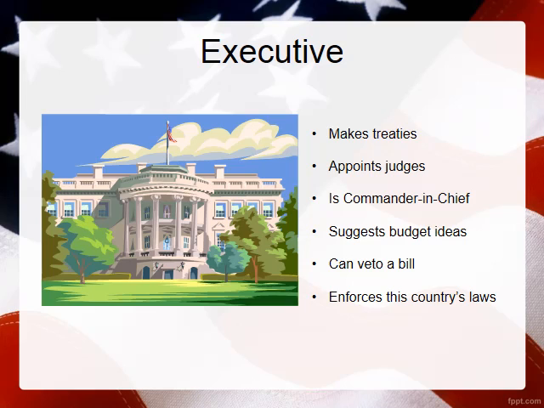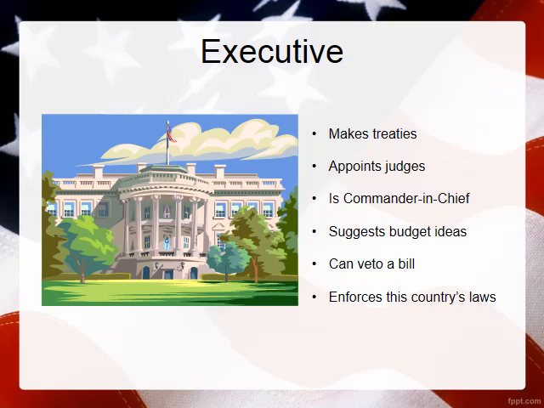Suggest budget ideas, suggest because they have to be voted on by Congress, again a check and balance, can veto bills by Congress, and enforces this country's laws. A big thing as well is, they can do executive orders sometimes that override things in Congress. So when the president really wants something done and doesn't feel like dealing with Congress, especially if the president is of one political party and the Congress is a majority of another party, they will do an executive order. Most famous right now in our country is the one dealing with immigration, which again has been caught up in the judicial system.